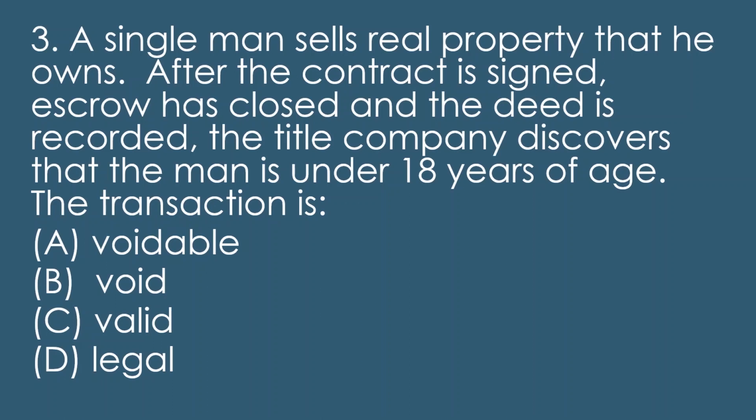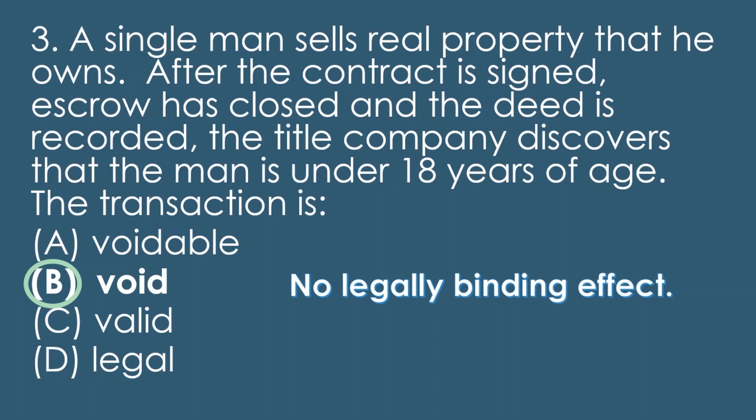So for state exam purposes, what we're looking at here is that there is a lack of capacity to contract because the man is a minor. If he was married, divorced, emancipated, or in the military, then it wouldn't matter that he's under 18 years of age. But that is not stipulated. So we have to assume he does not have the capacity to contract. Due to that, for state exam purposes, the correct answer is void. There's no legally binding effect because one of the necessary elements, the capacity to contract, has not been met. So void is the correct and the best answer for the state exam.